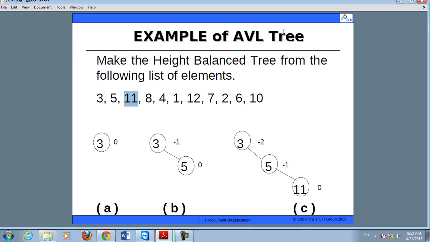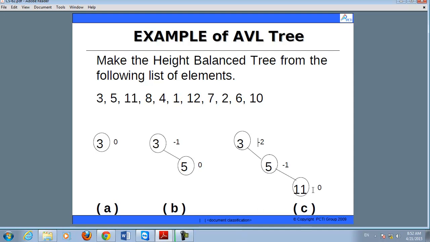Next is 11. Now 11 is greater than 3, it means it will come at the right side of the 3. Now 11 is greater than 5 also, it means it comes at the right side of 5. Now if you calculate the height of the AVL tree, or you can simply call the tree, then the height of 11 is 1, height of 5 is 2, height of 3 is 3.